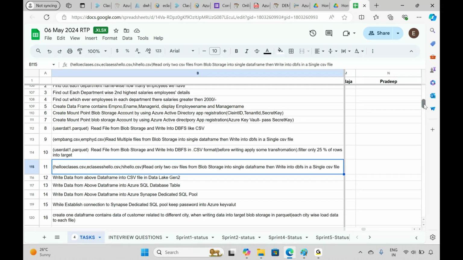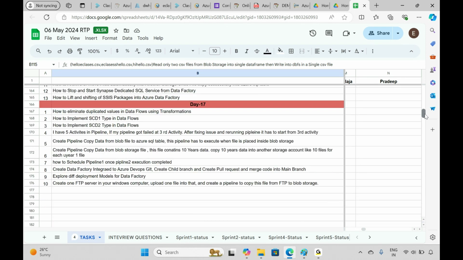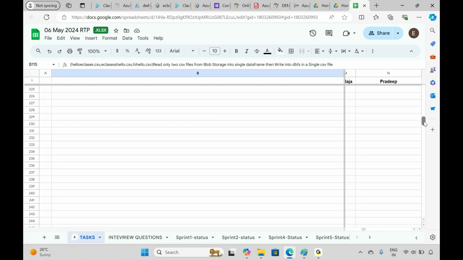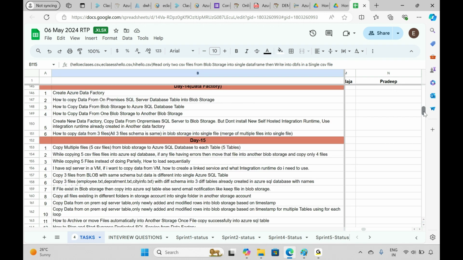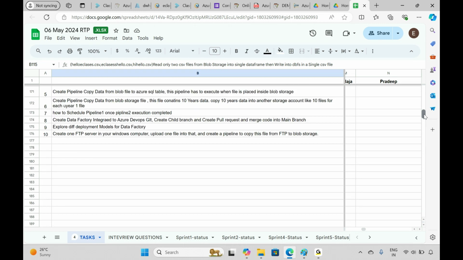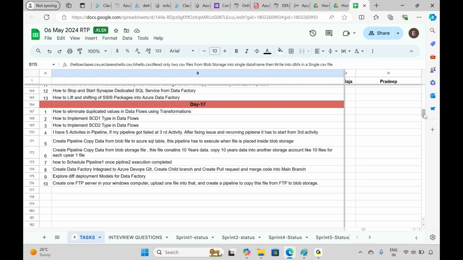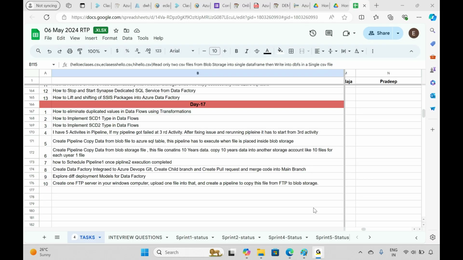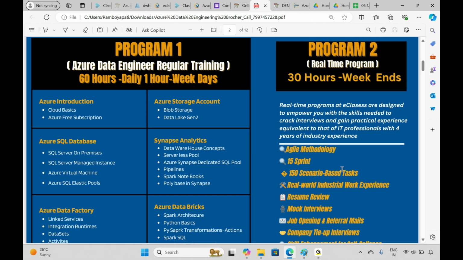When you complete these many sprints, these many tasks, week by week, you will be a master in this course. You will get full confidence on this technology. Complete technology, you are going to get it over here. So this is like a sprint model. We are going to make you perfect on the tasks.